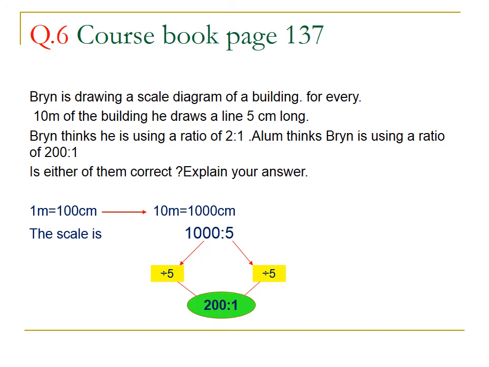So what do you think? Who is correct? Yes, Alan is correct, because when he wants to write the ratio, he converts the meters to centimeters, while Brian writes the ratio without converting. So Alan is correct.